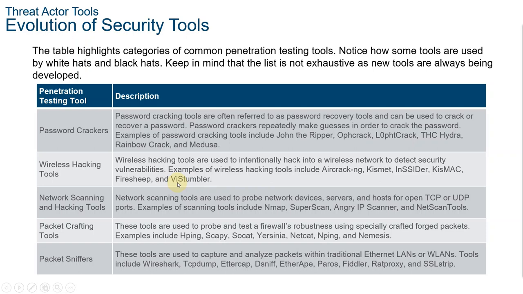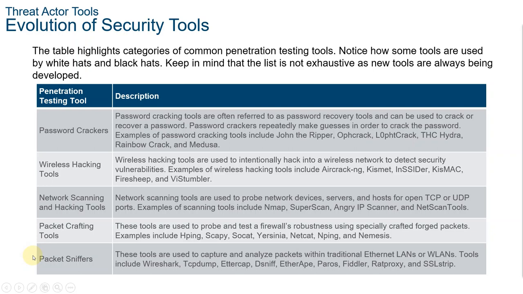Okay, so the next penetration testing tool is network scanning and hacking tools. Network scanning tools are used to probe network devices, servers, and hosts for open TCP or UDP ports. Examples of scanning tools include Nmap, SuperScan, Angry IP Scanner, and NetScanTools. Next are packet crafting tools. These tools are used to probe and test a firewall's robustness using specially crafted forged packets. Examples include Hping, Scapy, Socat, Yersinia, Netcat, Nping, and Nemesis.